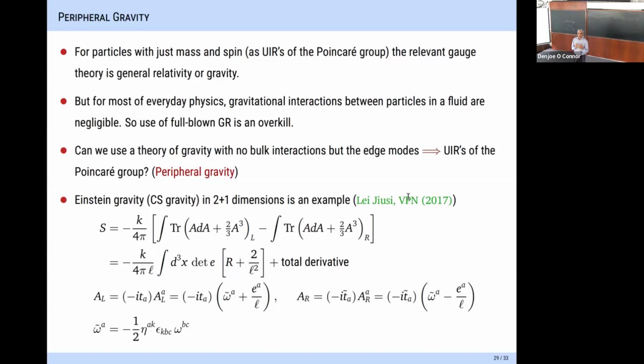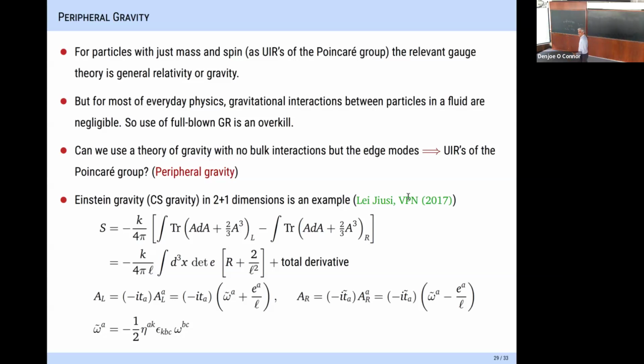Okay, there must be a simpler way to deal with that. Because we know that the gravitational interactions between molecules in this room are pretty much negligible, right? So what do we really need? We need a theory that basically gives you the Poincare group representations of the particles we need, but we don't care about any dynamics beyond that.